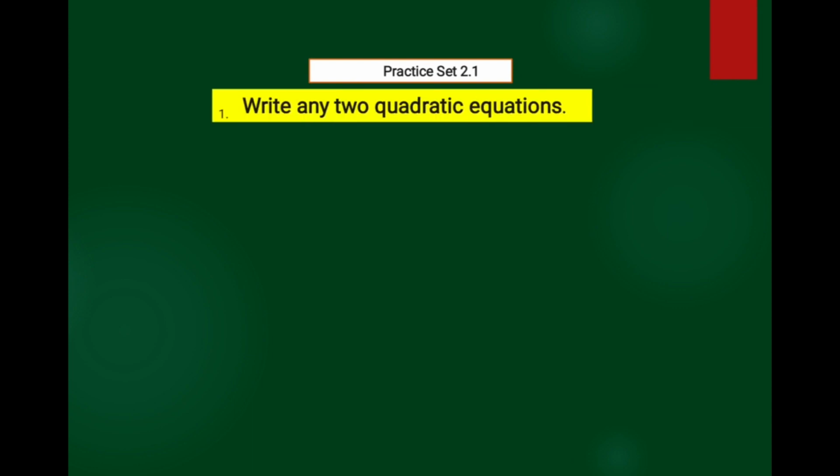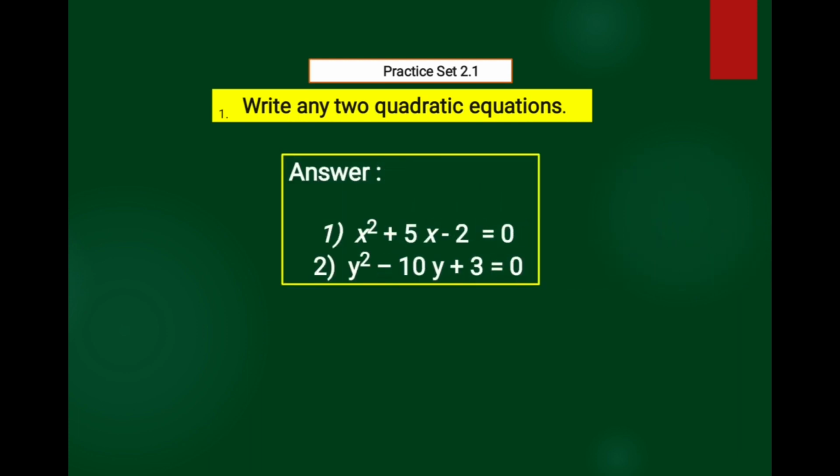So see practice set 2.1. The first question is, write any two quadratic equations. That means we have to write in the first question any two quadratic equations. So write these two equations, x square plus 5x minus 2 equals to 0 and y square minus 10y plus 3 equals to 0. You can write any two equations.